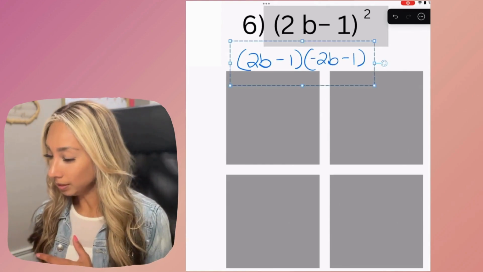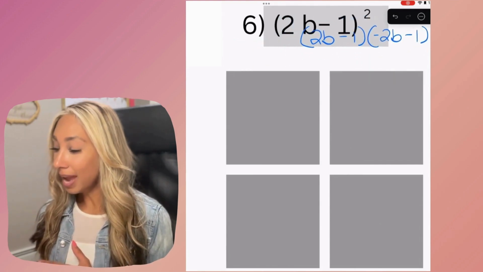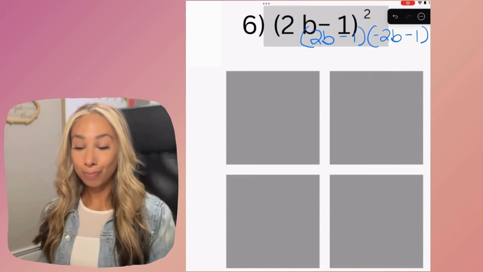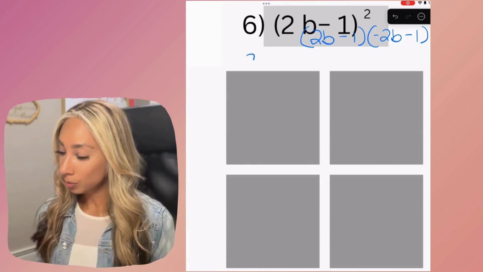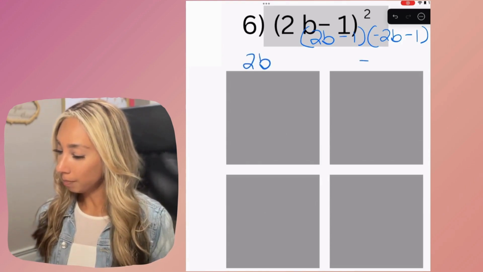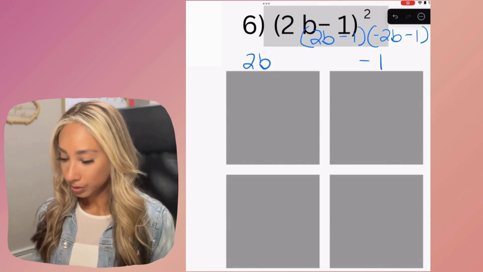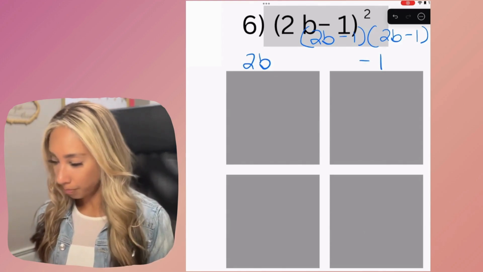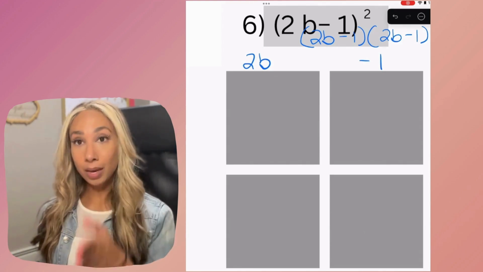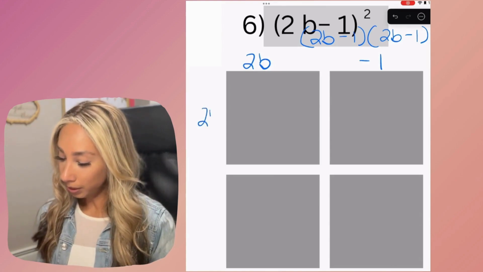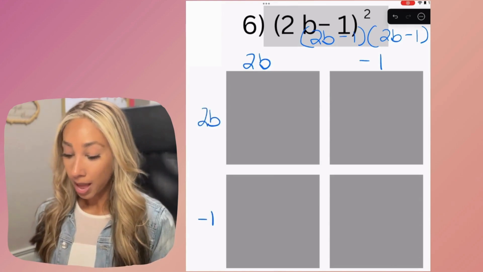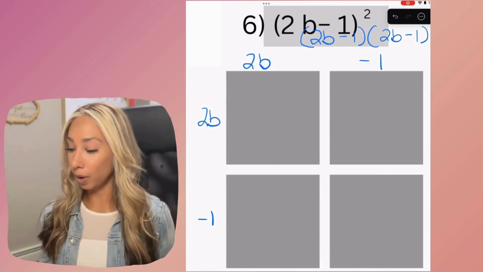So I'm going to move this up here, and now I'm going to write everything in our box just like how we did last time. So 2b is going to go there, minus 1 is going to go there. And sorry, I think that should be just a positive 2b. And then same thing going down, 2b, and then minus 1 here. And now everything looks like what we were doing before.